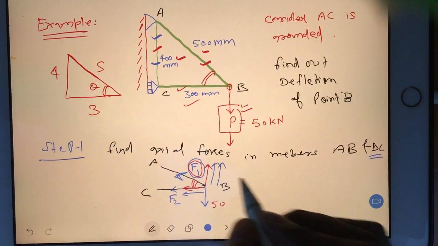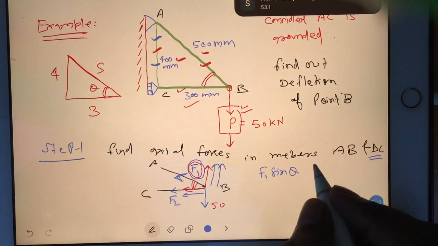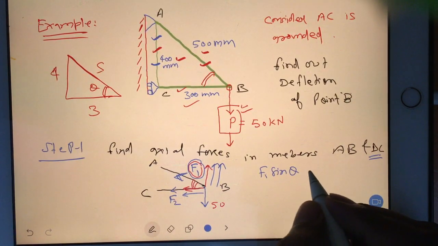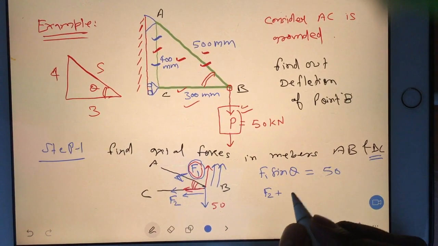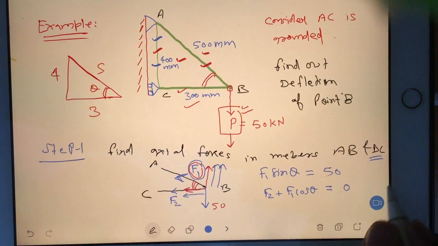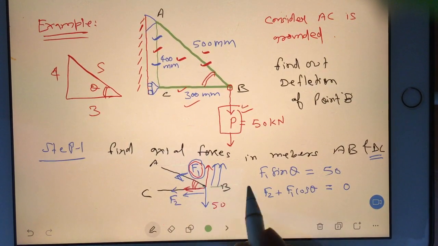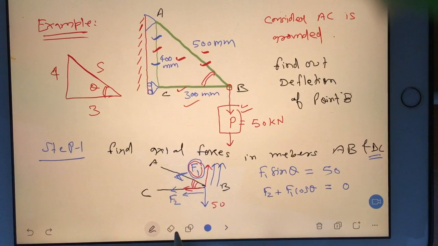Okay. So the vertical component of F1 is going to be F1 sin theta, and that is going to be equal to 50, and F2 plus F1 cos theta is going to be 0. Why? Because in this direction you don't have any force.